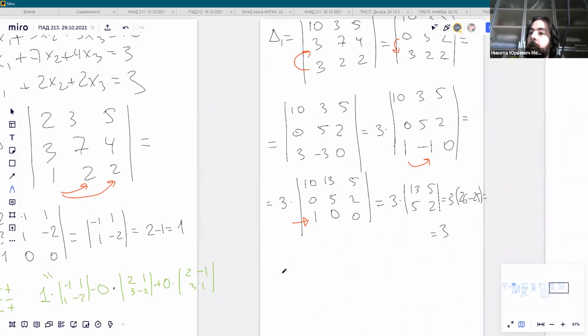And we can use it now to find x1 by Cramer's formulas. x1 equals delta 1 divided by delta, which is 3 divided by 1. Are there any questions at this moment?